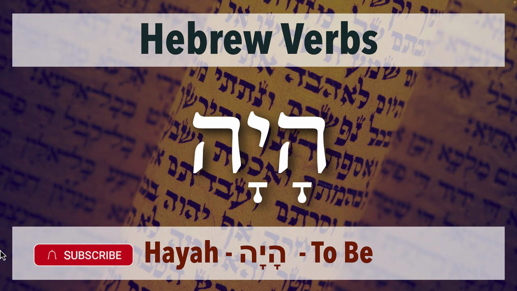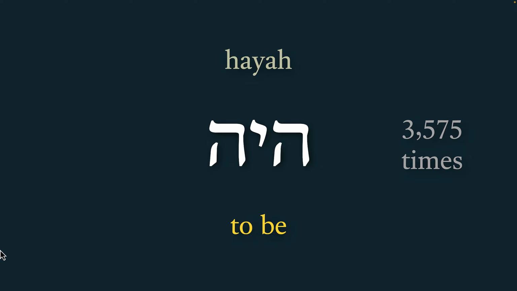This is Moses Gumadi, and today we'll talk about the Hebrew verb Hayah. Hayah means to be. This verb root, Hayah, occurs 3,575 times in the Hebrew Tanach. It is the second most frequent verbal root in the Hebrew Bible.